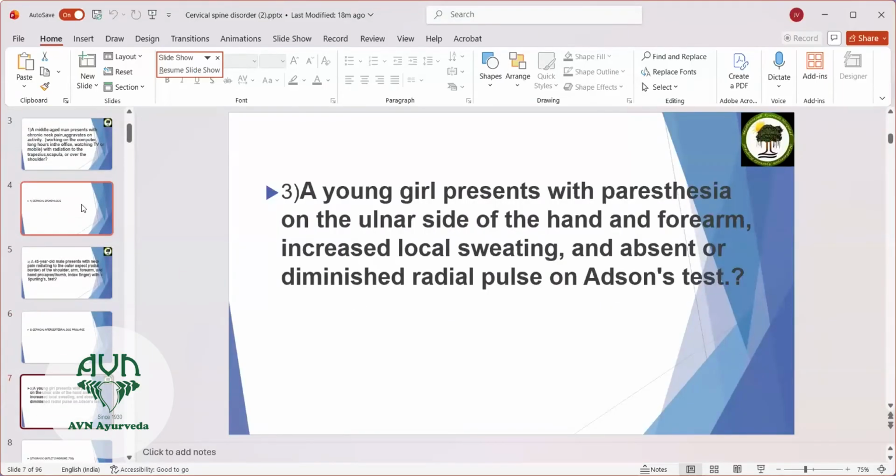A young girl presents with paresthesia on the ulnar side of the hand and forearm, increased with local sweating and absent or diminished radial pulse on Edson test.